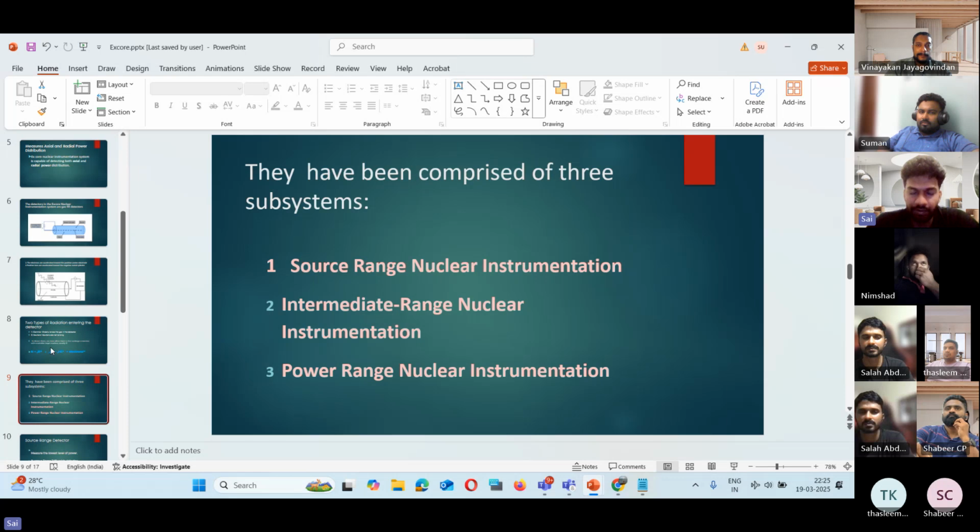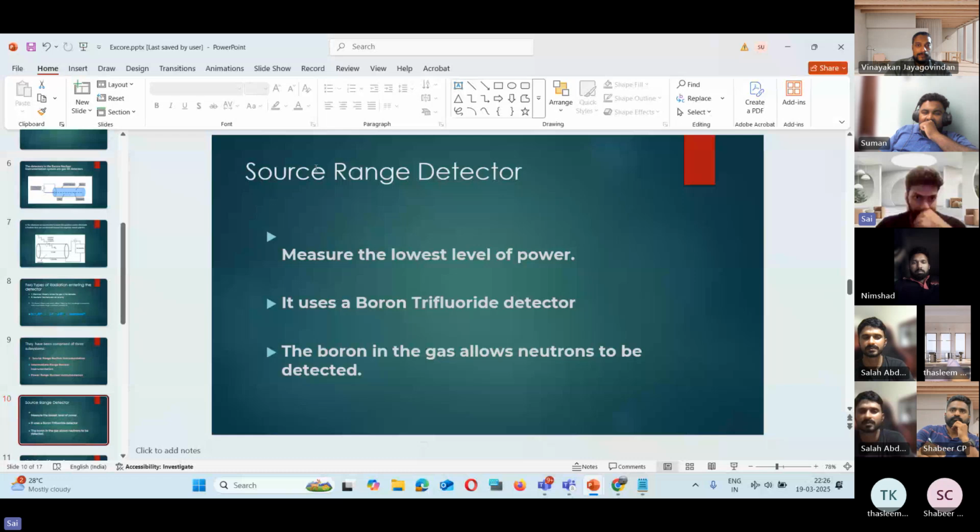The excore instrumentation system consists of three subsystems: source range nuclear instrumentation, intermediate range nuclear instrumentation, and the third one is power range instrumentation. We will start with the source range detector. The source range measures the lowest level of power. It uses boron trifluoride detectors. So the boron in the gas will help to detect the neutrons in the radiation.